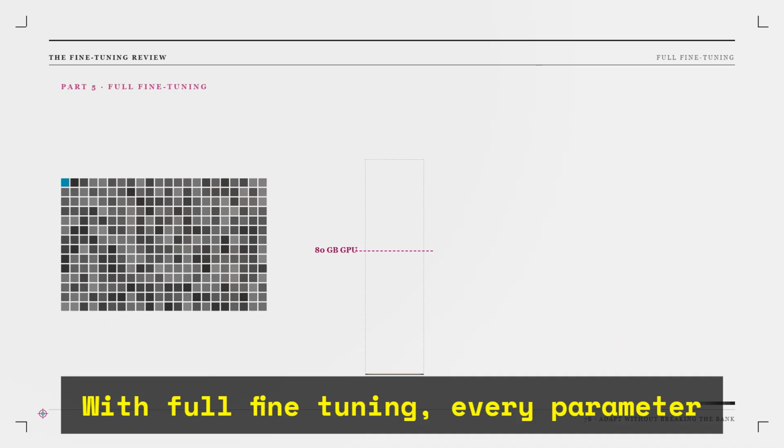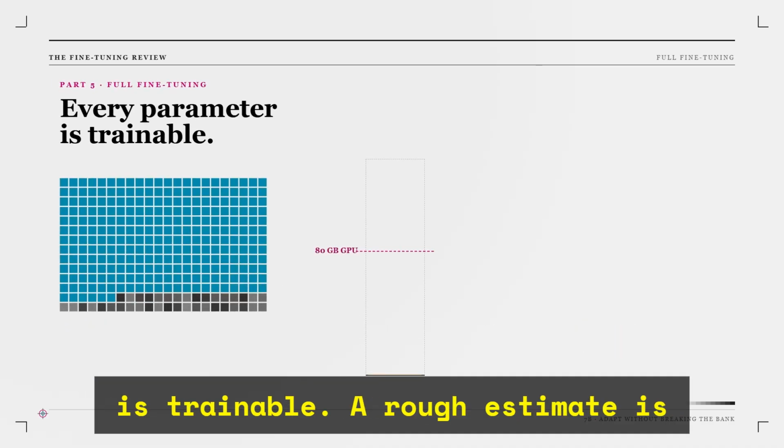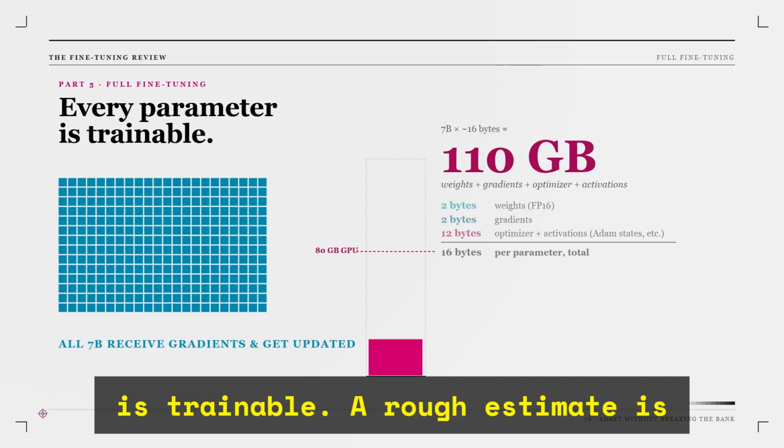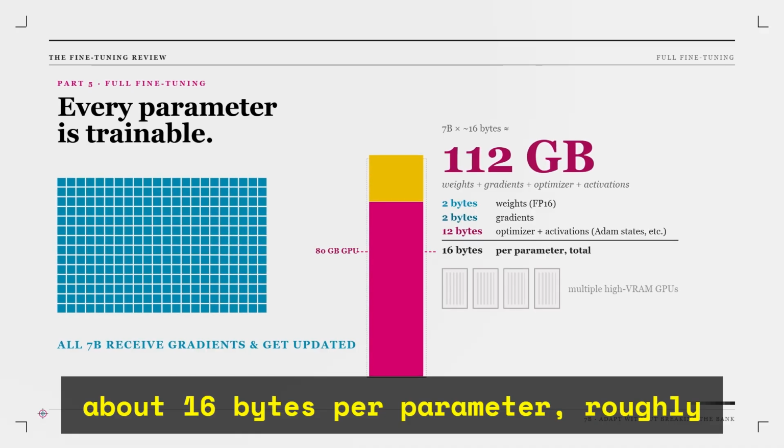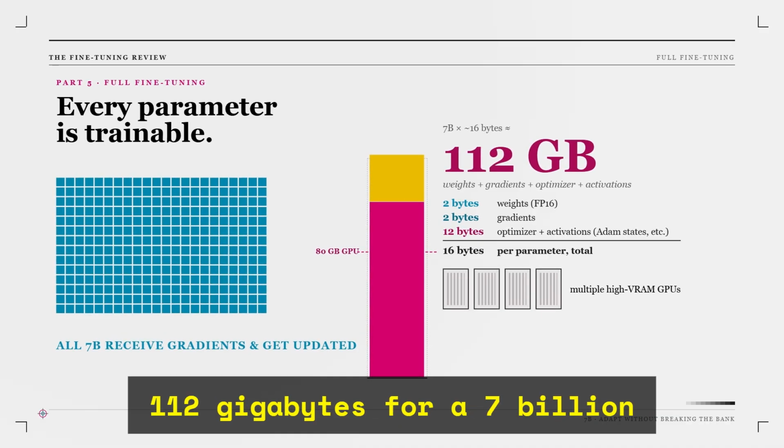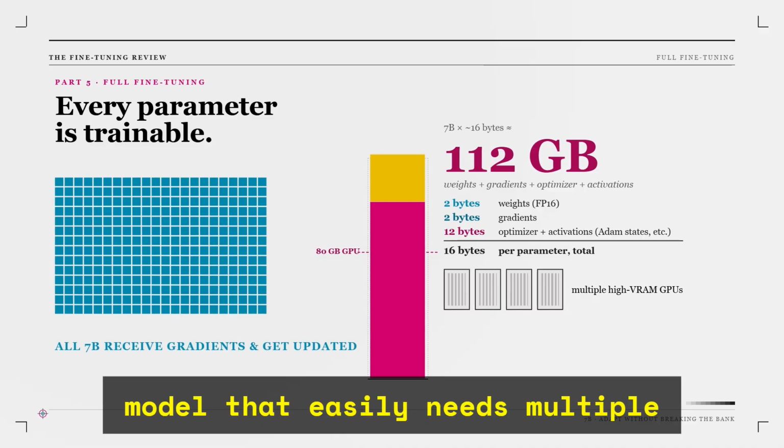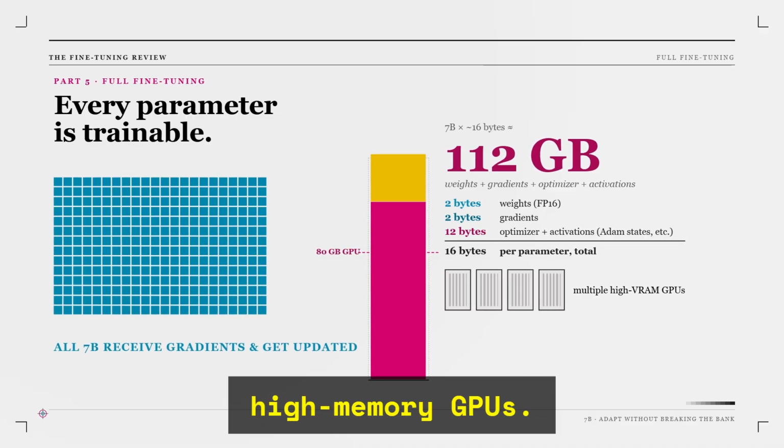With full fine-tuning, every parameter is trainable. A rough estimate is about 16 bytes per parameter, roughly 112 gigabytes for a 7 billion model. That easily needs multiple high-memory GPUs.